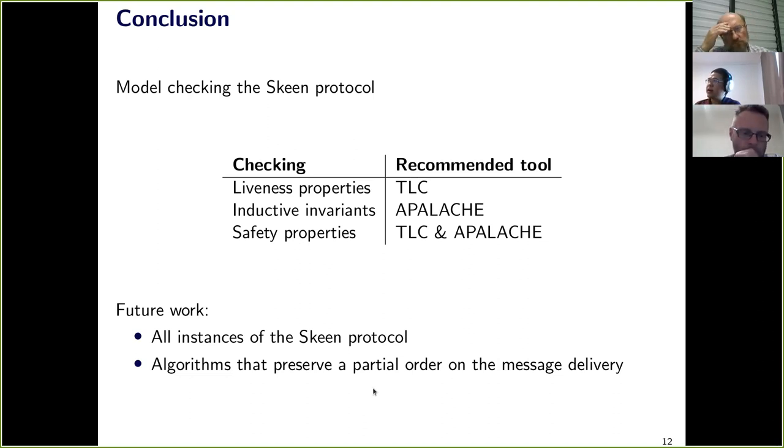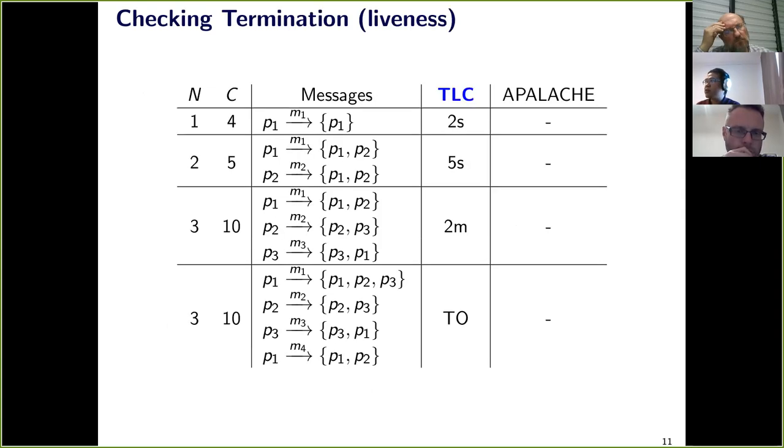I think we can use the approach I presented here to verify all the algorithms with a partial order on message delivery. But for the test cases, it depends on how many processes and the maximum value of the clock we want to use. For example, here you can see that our test case has three processes, and the model checker can check some cases, but cannot check others. So it depends on the value of parameters. Okay. Thank you. Yes, I understand.